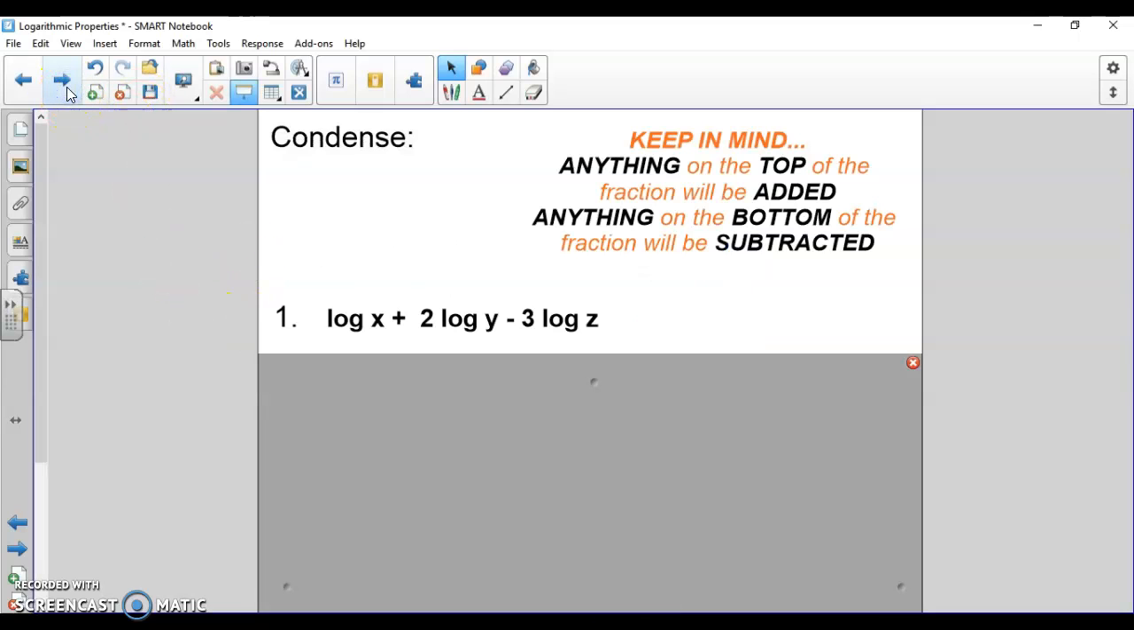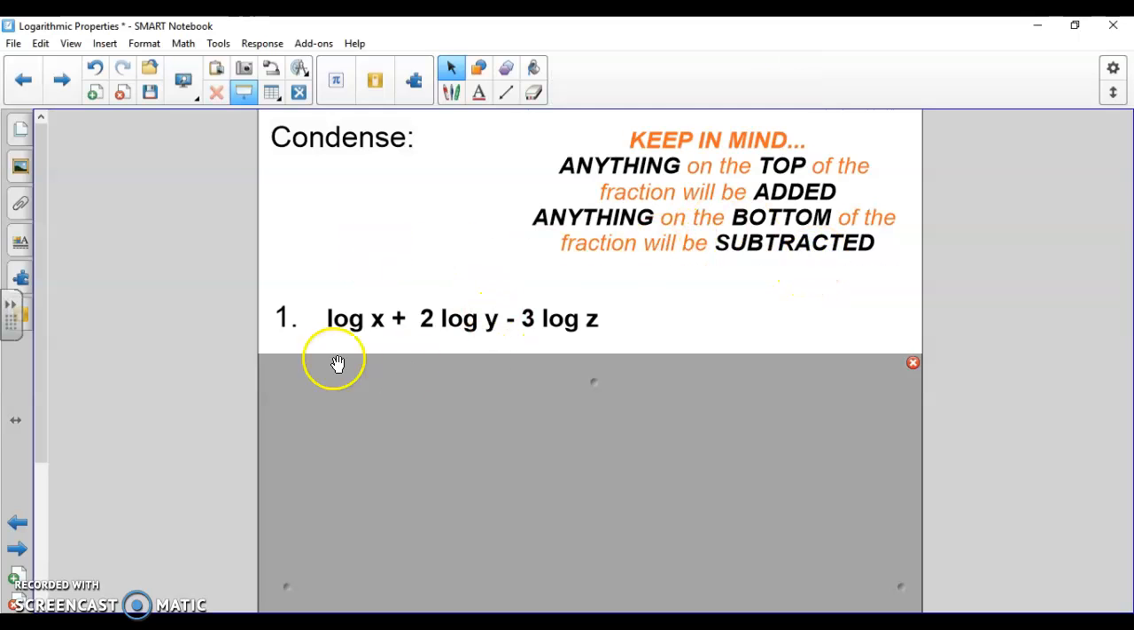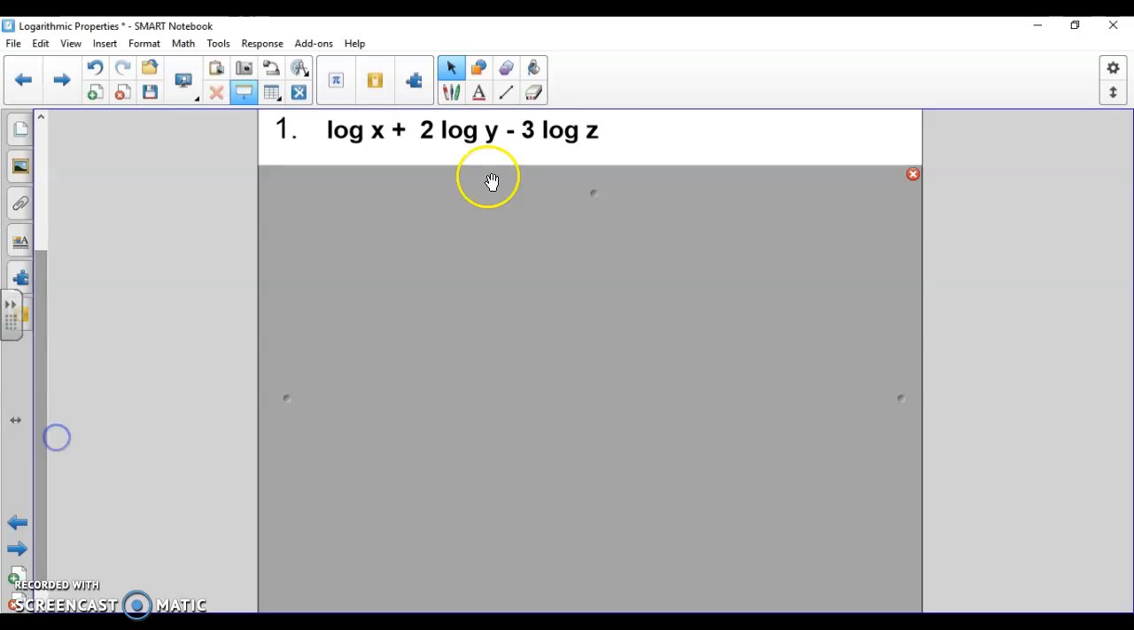Condensing. Alright, anything up top will be added, so we're just going the opposite here. Anything added will be on top of the fraction. Anything being subtracted or negative is on the bottom of the fraction. Keep it as simple as that. So, we have our expression. We're working backwards. Log of x plus 2 log of y minus 3 log of z.